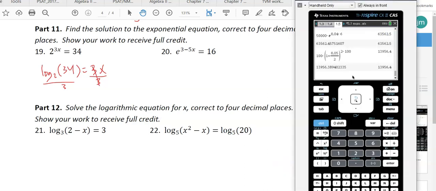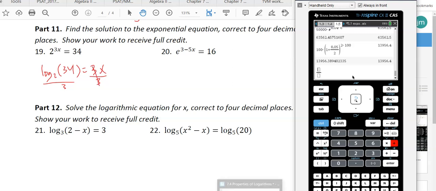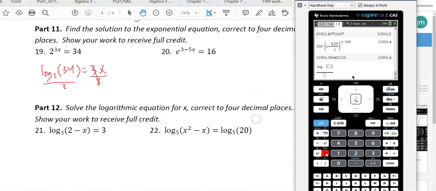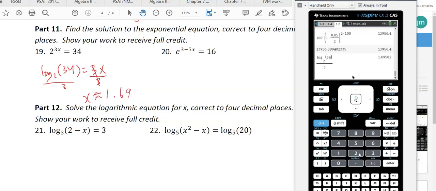So it'd be a fraction, log base 2 of 34 over 3, and control enter. That's x is approximately equal to 1.6958, or exactly equal to that if you didn't want the 4 decimal places, so that'd be good.